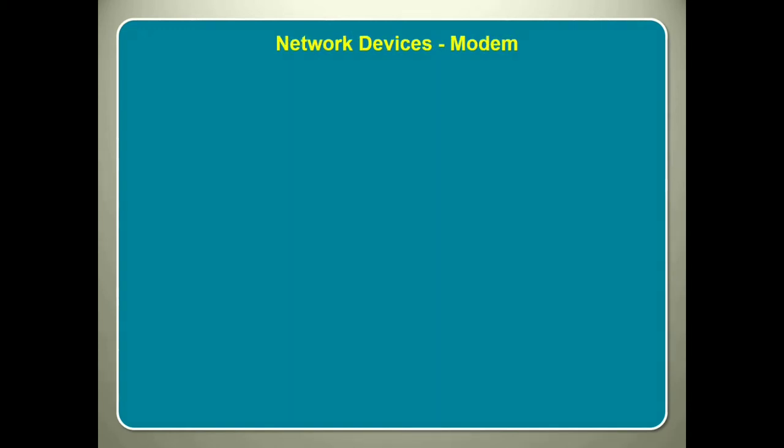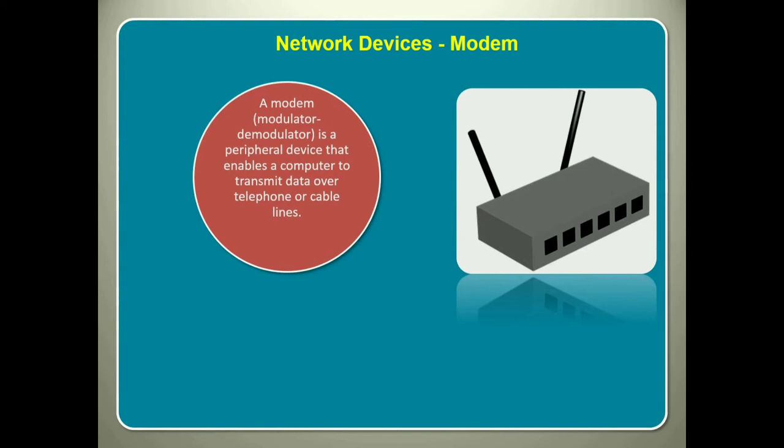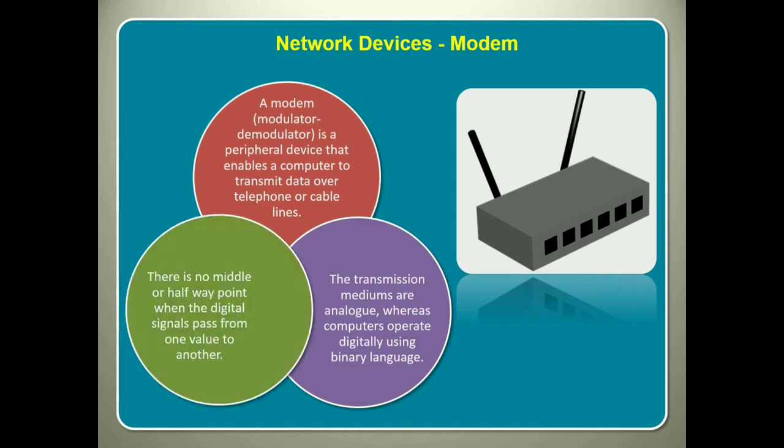Let us now look at various network devices. Let us begin with modem. A modem, modulator-demodulator, is a peripheral device that enables a computer to transmit data over telephone or cable lines. The transmission mediums are analog, whereas computers operate digitally using binary language. There is no middle or halfway point when the digital signals pass from one value to another.